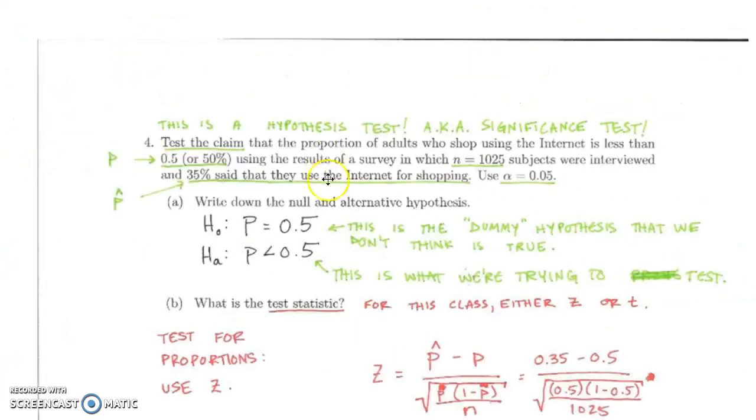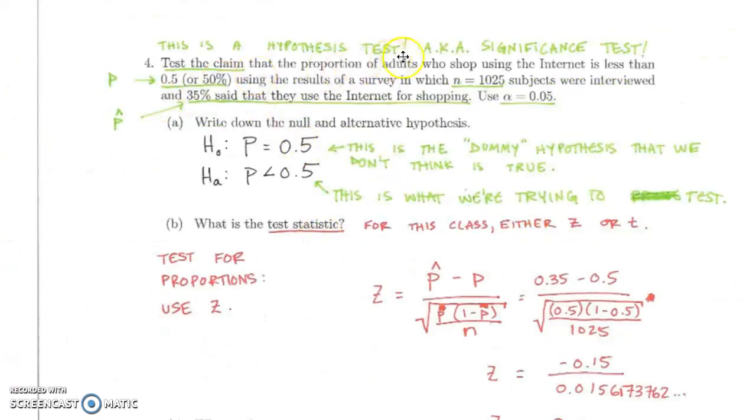All right. In this case, we're talking about hypothesis testing, which is otherwise known as significance testing. If it says test the claim, you could be pretty sure that it's talking about a test. The null and alternative hypotheses are just what you're trying to disprove and what you're trying to prove. This we call the dummy hypothesis in class. The null hypothesis is the dummy hypothesis.